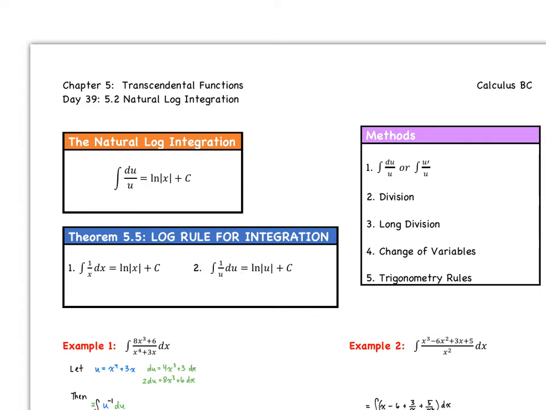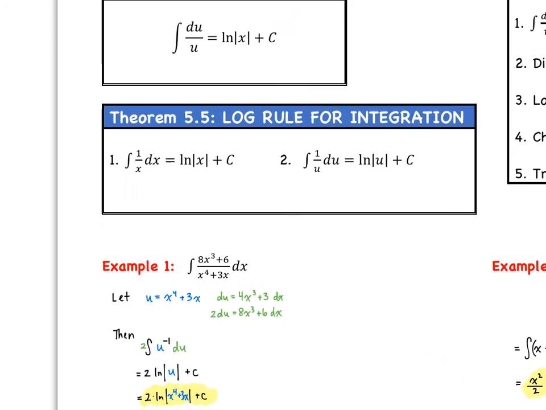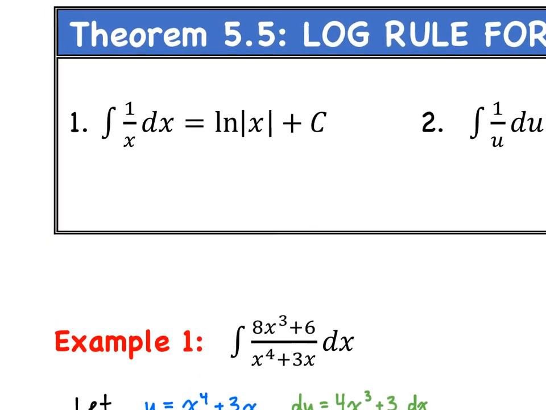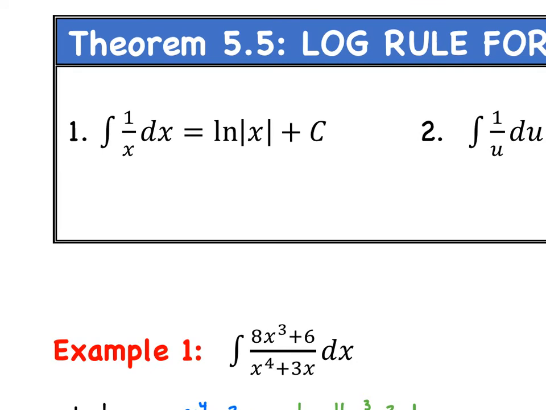Okay, so some methods that we're going to look at are u substitutions, all right? Sometimes we'll have to use division, sometimes long division. You can use the change of variables, and then don't forget about those trigonometry rules, all those trig functions. So let's dive right into our first example here, where we want to integrate 8x cubed plus 6 over x to the 4 plus 3x.